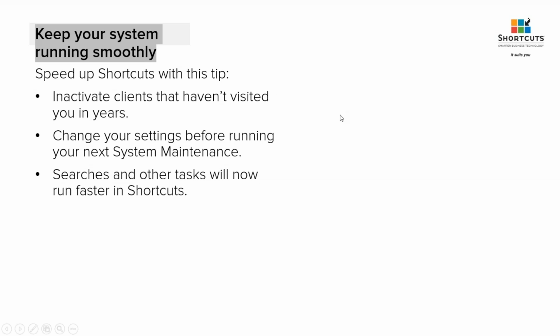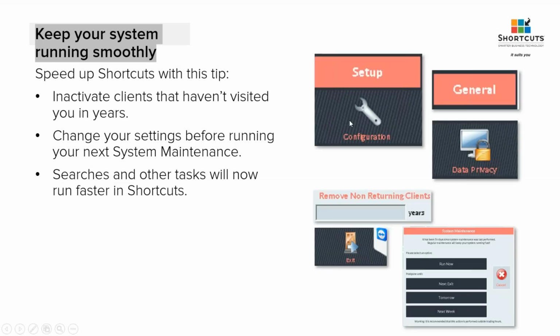So in Shortcuts, if you have one of the newer or one of the recent builds of Shortcuts, this is a process that we've added. So I'm going to show you the particular windows that you go to. But if you want to just write them down, you're going to go to Setup, Configuration, then you're going to go to the General button and into the Data Privacy button. So the Data Privacy button is a relatively new button in Shortcuts.